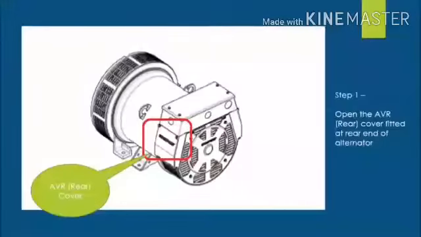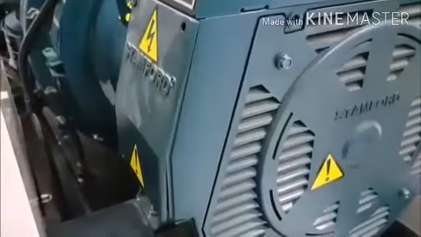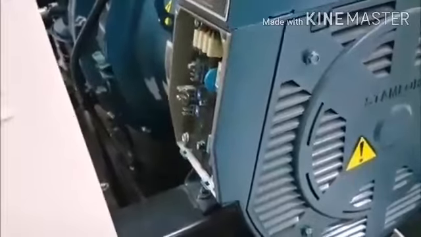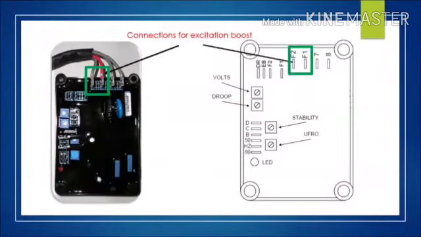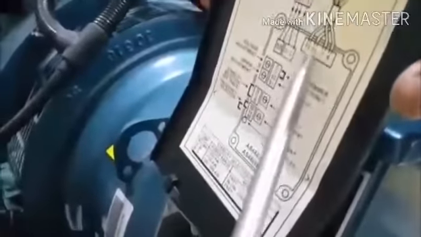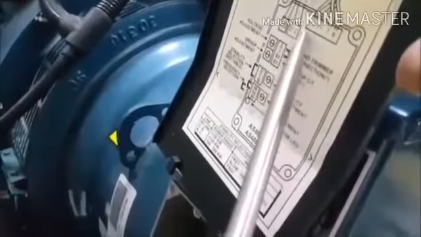To start the alternator excitation procedure, open the AVR cover fitted at the rear end of the alternator to get access to the alternator AVR. After removing the AVR cover, locate the exciter field leads F1 and F2 as shown in the image. You can also refer to the diagram provided at the backside of the AVR cover.